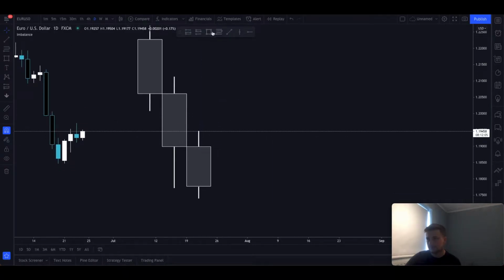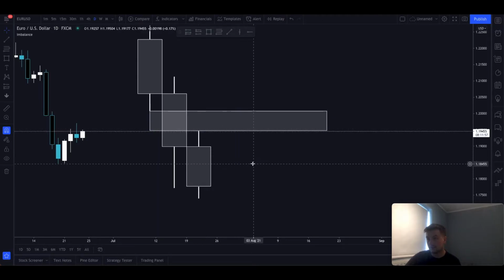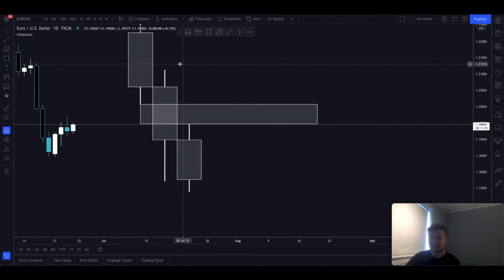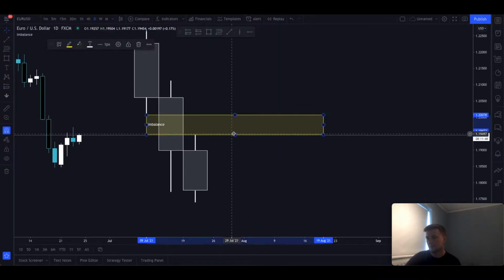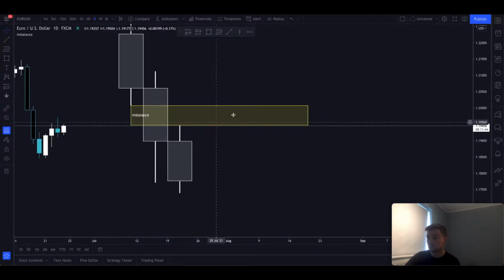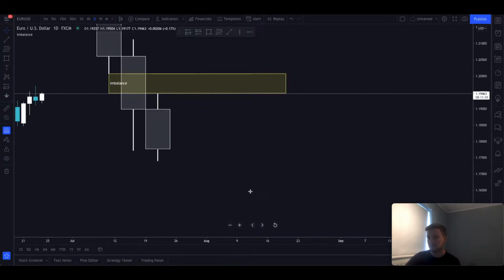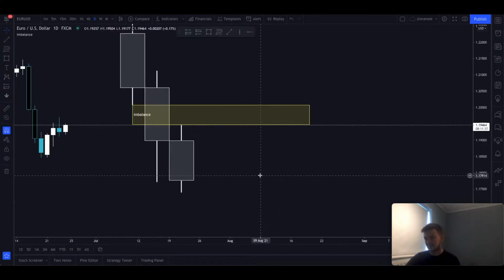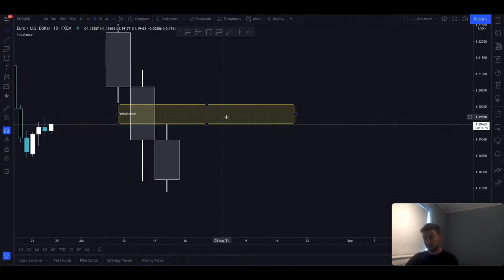Now it has left this gap right here, and this gap is what you would call imbalance, from the low wick to the high wick. And it would obviously be the opposite if the market was going up. So here, this would be your imbalance right here. So from this, you can expect price to return to this area and potentially reject it. It won't always reject it, but most of the time it will.